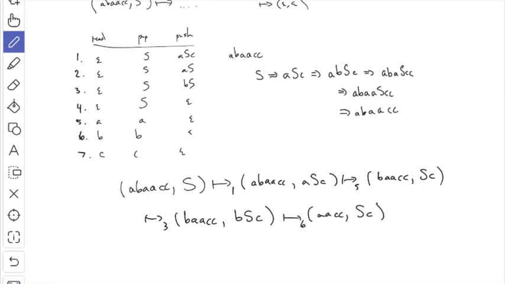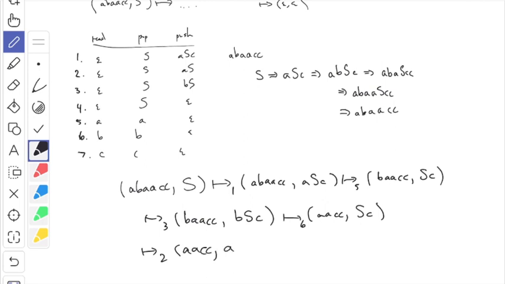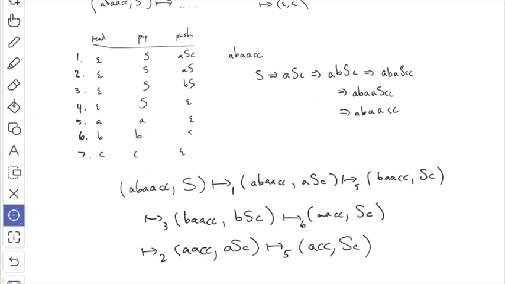Any questions about any of this? I hope everybody's following along. I think you are. Okay, next, I'm ready to do another grammar step because I have the S on the front of the stack again. So I just did this one. The next step was S goes to AS. So I do rule number 2, AACC, ASC. Then I pop the A's, that's rule 5, ACC, SC. All right, next grammar rule is S goes to AS again.